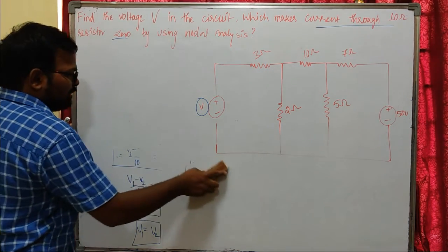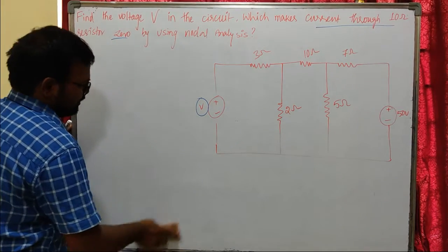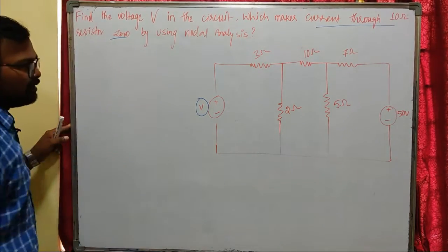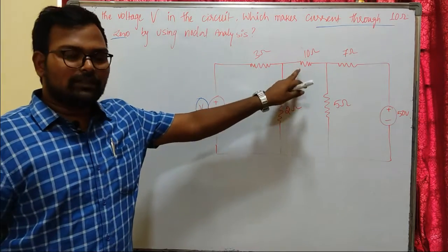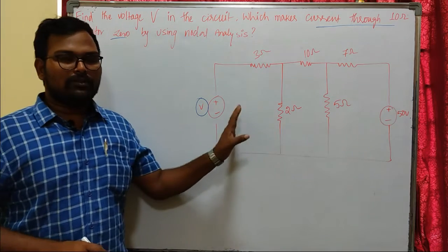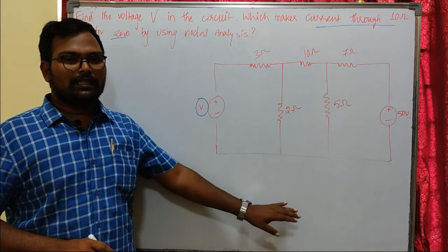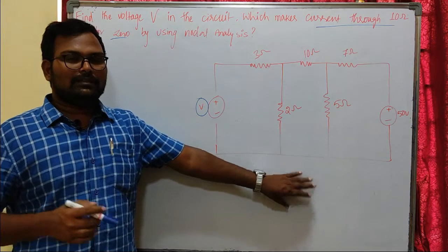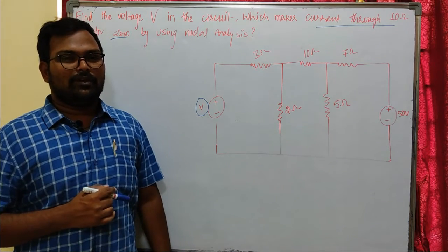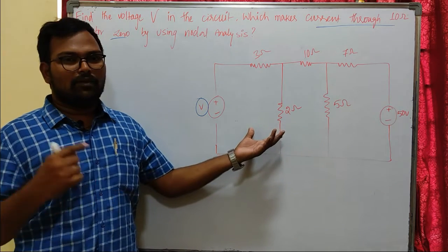These types of questions will generally come in your end semester exams. So you need to solve nodal analysis and you need to know how the current through this 10 ohm resistor will be 0. Till now we have become very familiar with nodal analysis, I think. If you have a basic idea, you can pause the video, solve the network on your own, and compare the results at the end of the video.